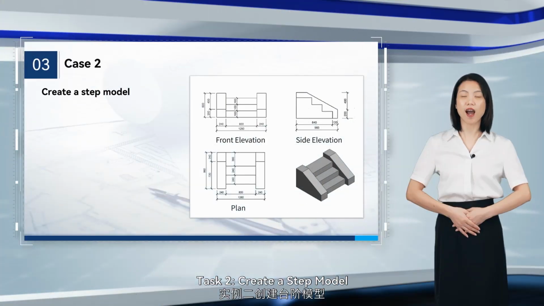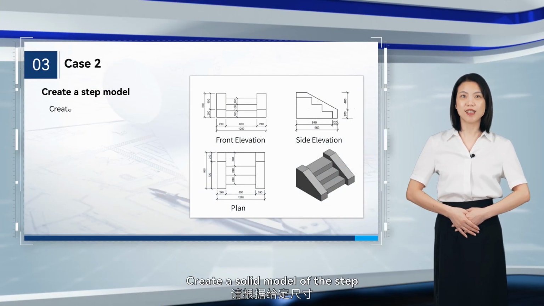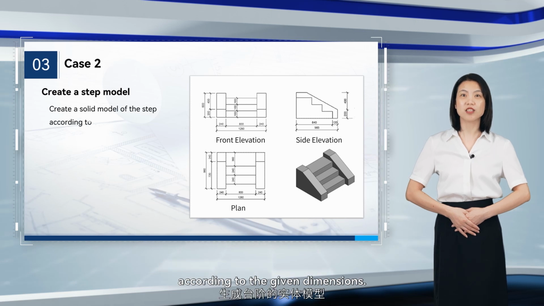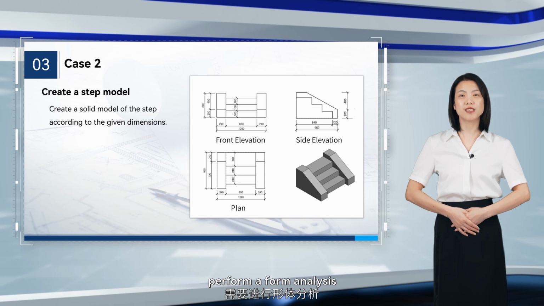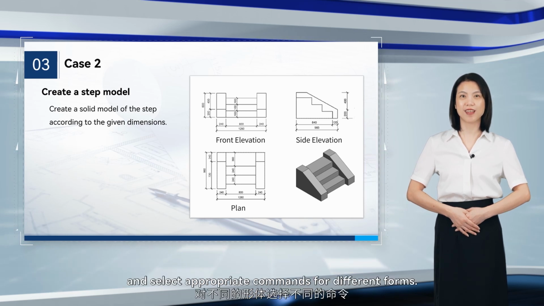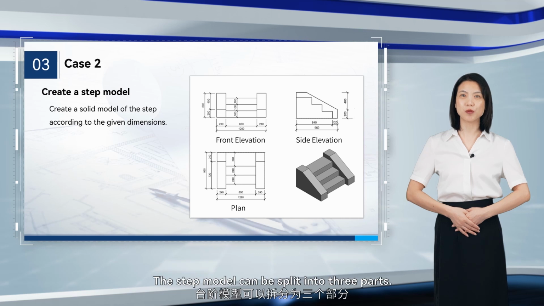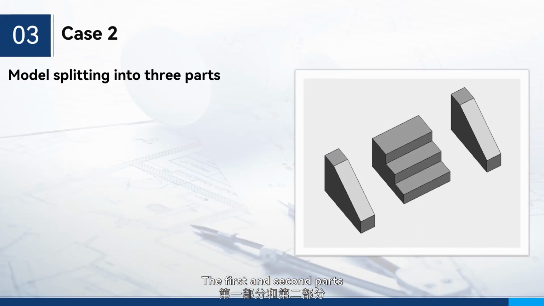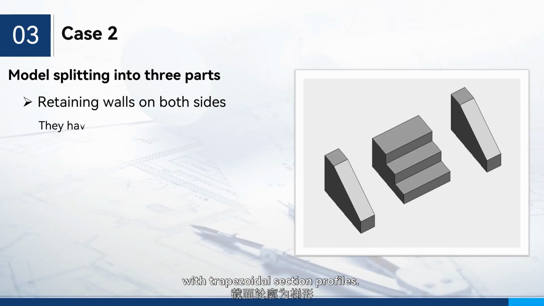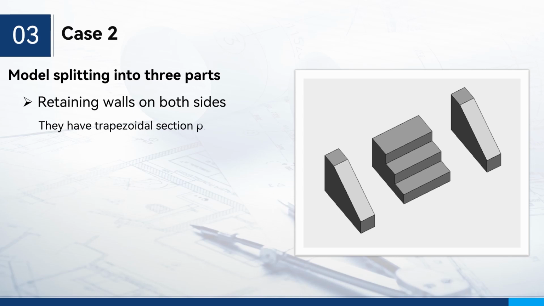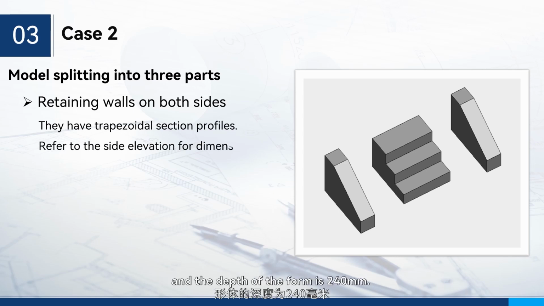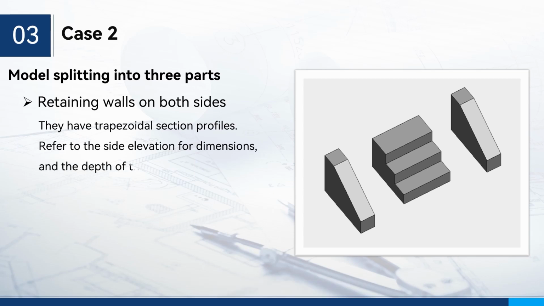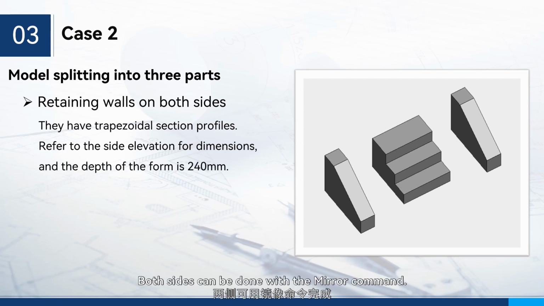Task 2. Create a step model. Create a solid model of the step according to the given dimensions. Before modeling, perform a form analysis and select appropriate commands for different forms. The step model can be split into three parts. The first and second parts are retaining walls on both sides with trapezoidal section profiles. Refer to the side elevation for dimensions, and the depth of the form is 240 mm. Both sides can be done with the mirror command.